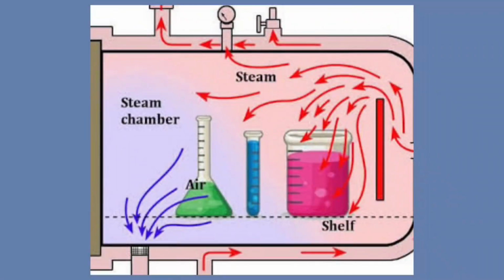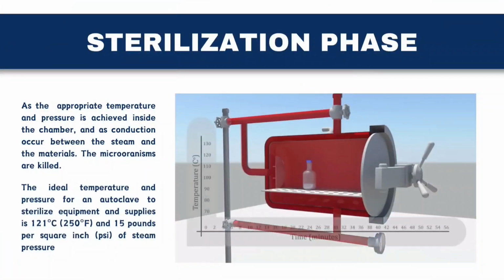So here's an illustration of the steam's mechanism. The red arrow indicates the hot steam as it enters the chamber. Once inside, the steam rises to the top of the chamber, displacing the cooler, denser air. The cooler air is forced out of the chamber and goes through a drain vent. As you can see from the illustration, there is a blue arrow and that indicates the cooler air being forced out of the chamber.